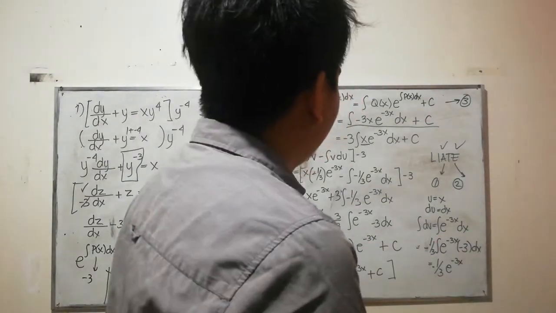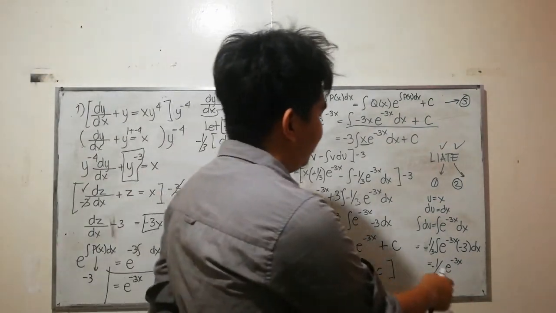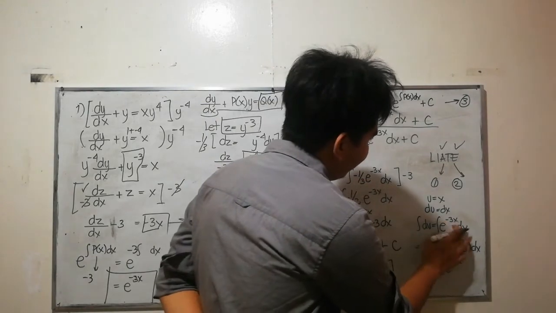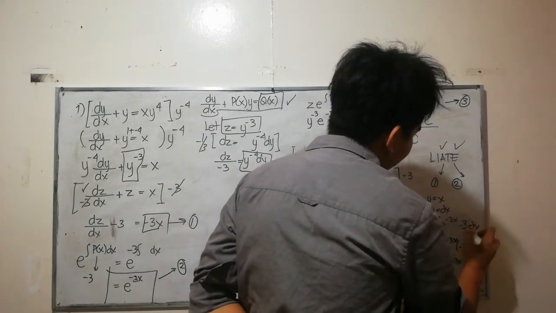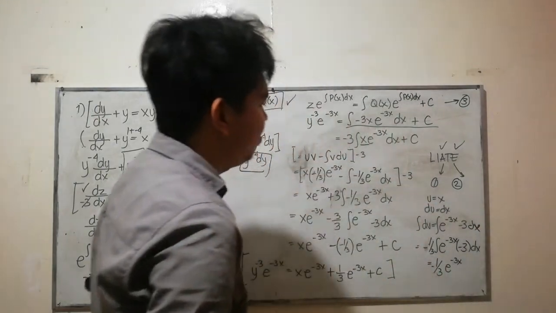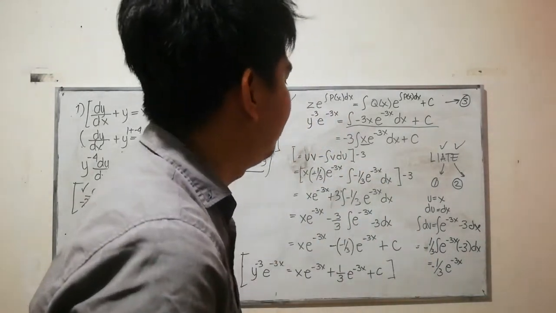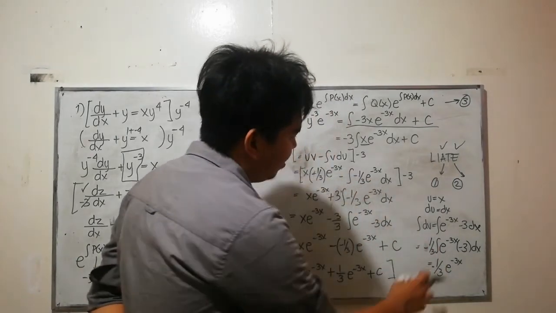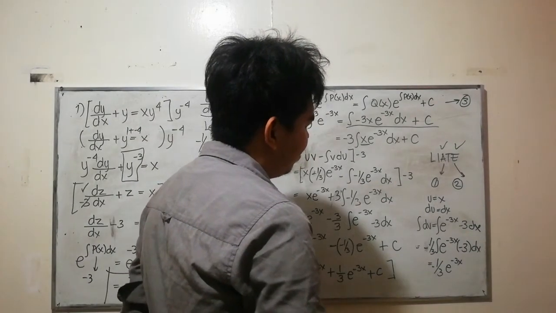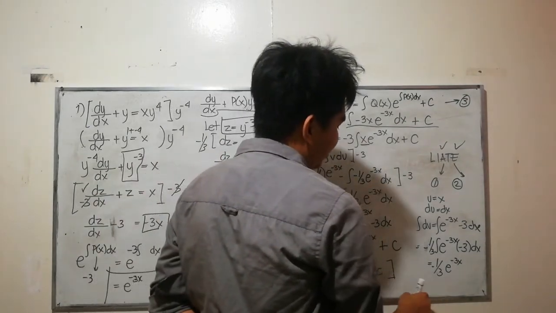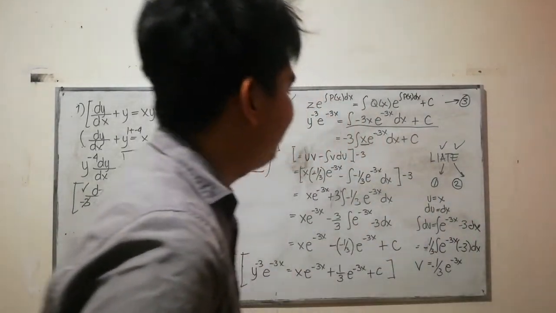So du is negative 3 dx. We only have dx, so we put negative 3 dx. If we put negative 3, we put a neutralizing factor outside the integral. So negative 1/3 integral of e raised to u du. So e raised to u du is equal to e raised to u, so basic integration. So the v will be negative 1/3 e raised to negative 3x.